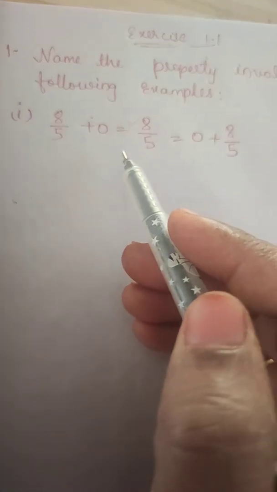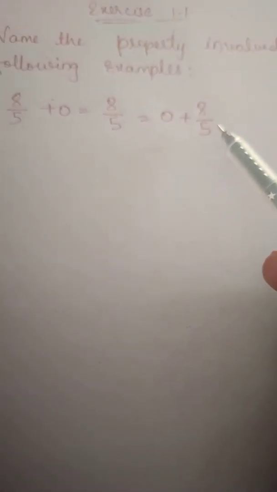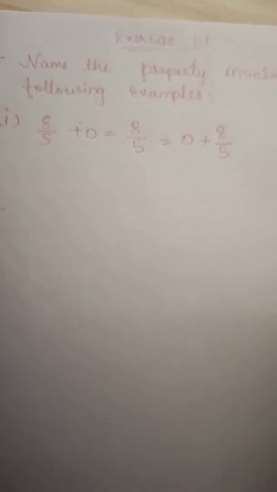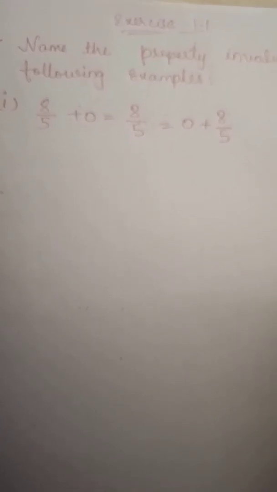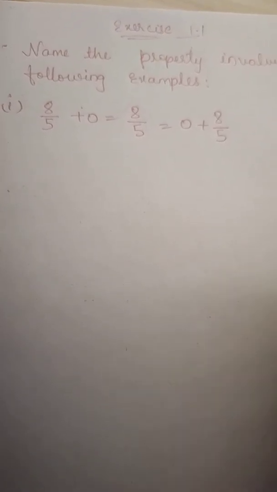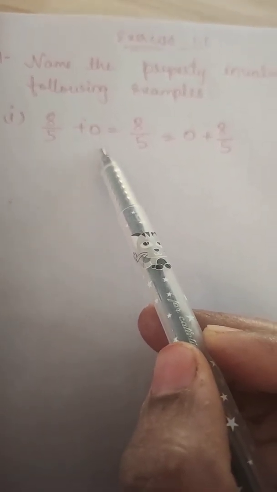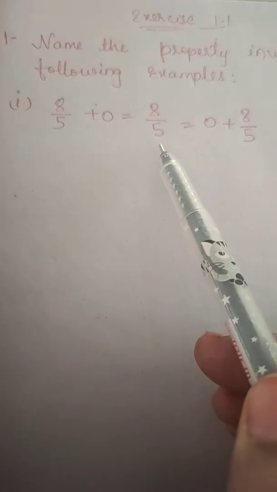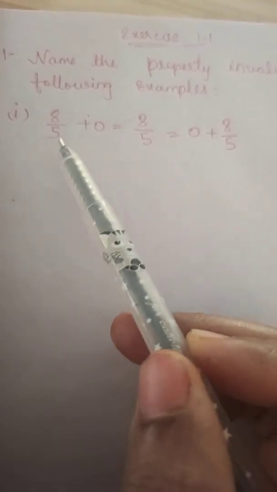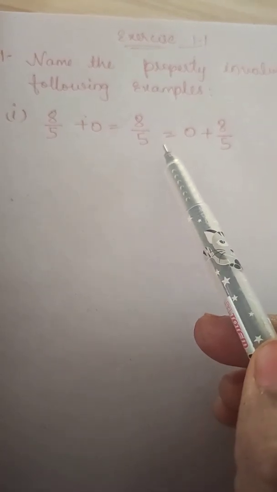Okay, first one is 8 by 5 plus 0 is equal to 8 by 5 is equal to 0 plus 8 by 5. Okay children, what is the first property? Did you remember? The first property is closure property. In closure property, if we add two rational numbers, here 8 by 5 and 0, then we should get a rational number. 8 by 5 is also a rational number. So here we can conclude that it is involved in closure property.